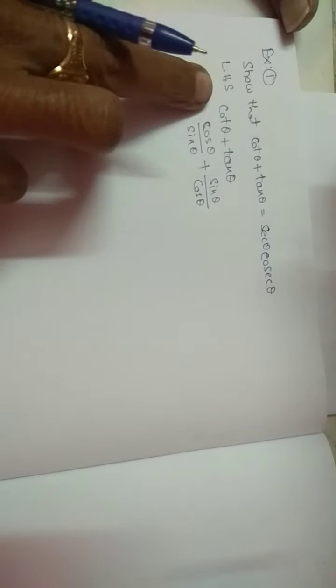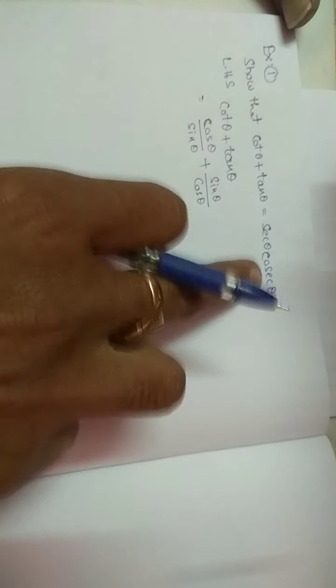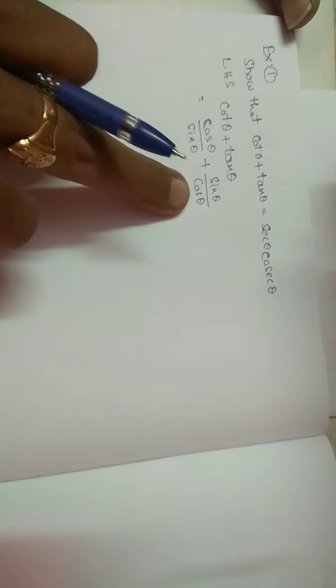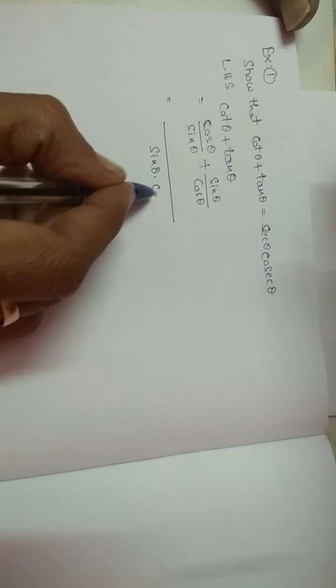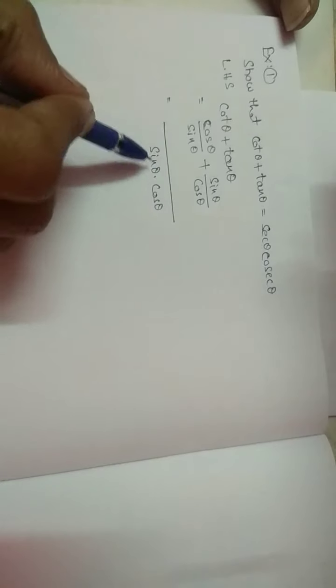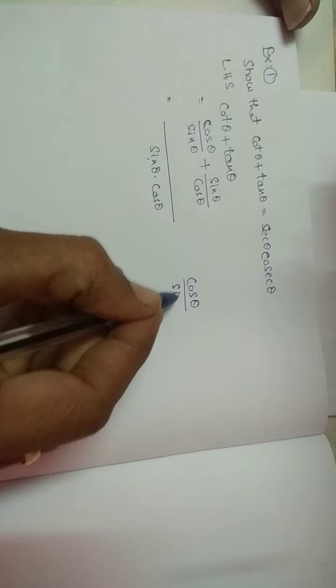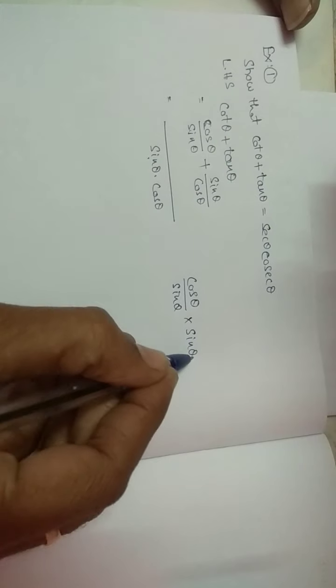plus tan theta can be written as sin theta by cos theta. Why? Because in the RHS we have secant and cosecant, so that's why we can convert like this: cos theta by sin theta plus sin theta by cos theta. Now the LCM is sin theta cos theta. So simply we can write this as cos theta into sin theta. This is the LCM, sin theta cos theta.